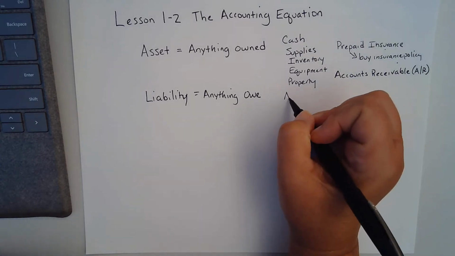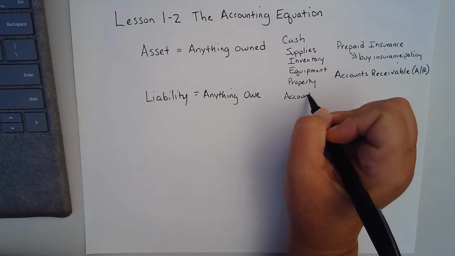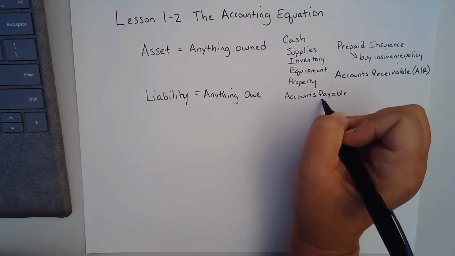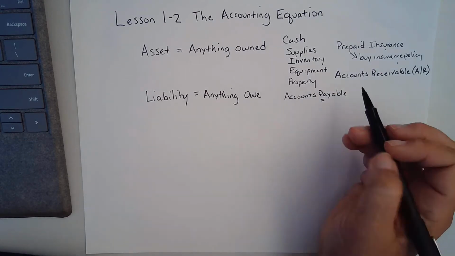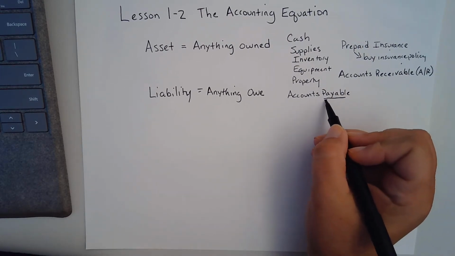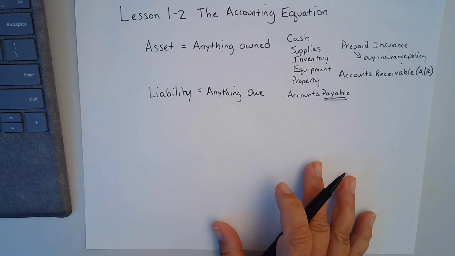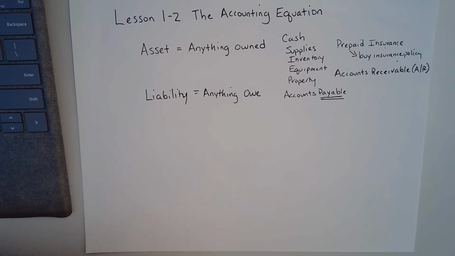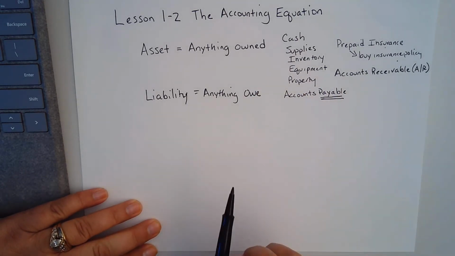And so we call those liabilities accounts payable. That's the most common liability that we're going to worry about right now, accounts payable. We could also have salaries payable and notes payable or loans payable, mortgage payable. But the big one that we need to worry about is accounts payable.